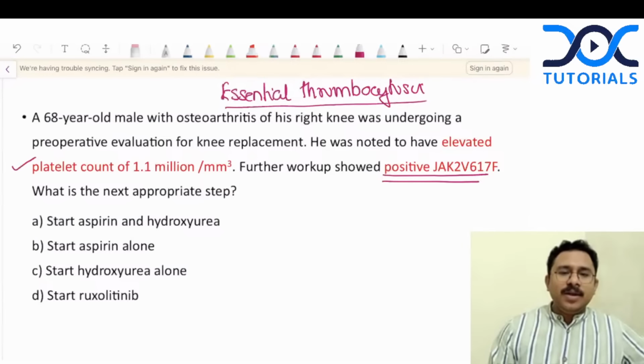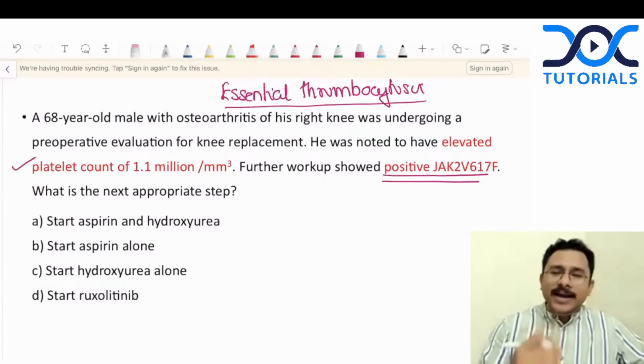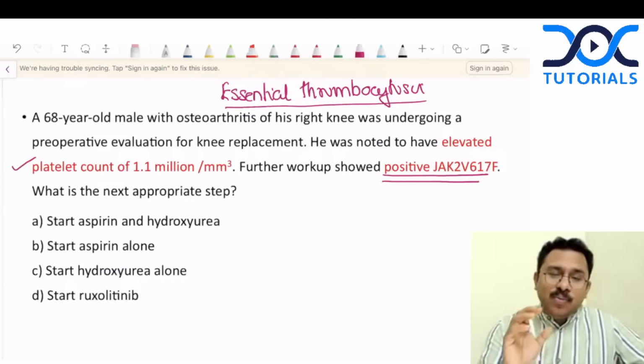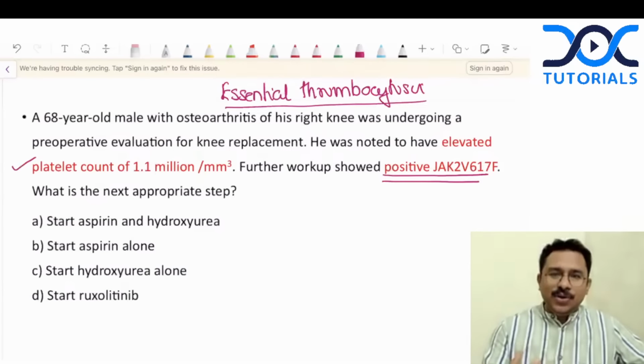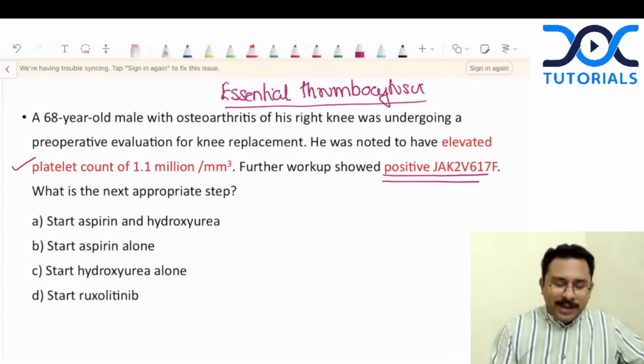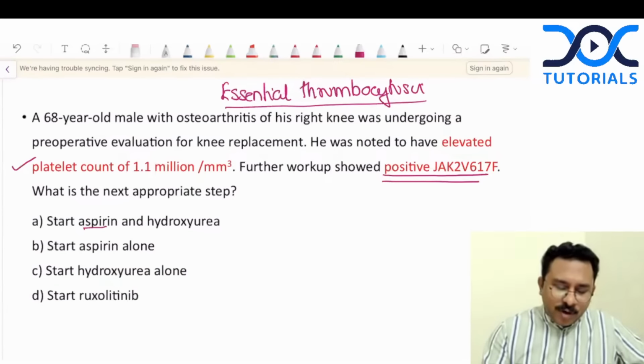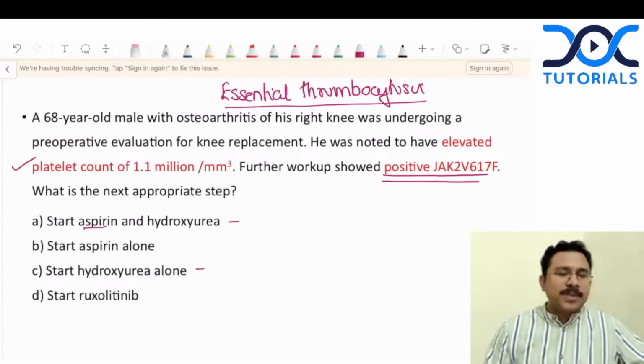Clear? Now, for the massively elevated platelet count, what is the problem if the platelet count is elevated? The problem is thrombosis. And I can see Dr. Anuj Kumar Chowdhury is telling in the comment section, start hydroxyurea only. Anuj, can you tell me why? Because I agree, hydroxyurea is important, help to reduce platelet count, help to prevent thrombosis. But Anuj, why not aspirin as well? Aspirin is also important to prevent thrombosis. Why did you not go for option A and you went for option C? The reason is because what Dr. Anuj said is absolutely right.